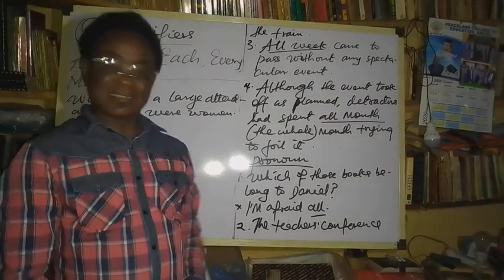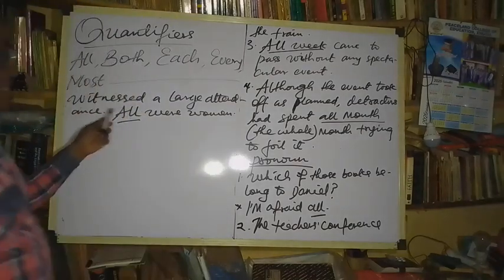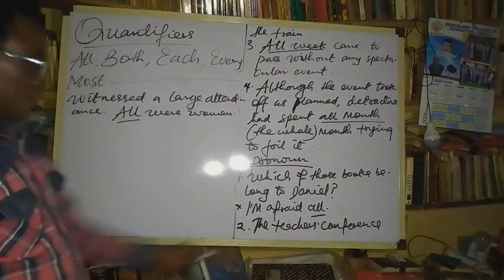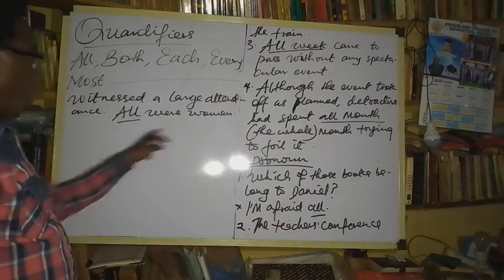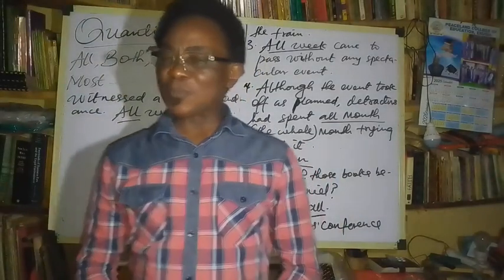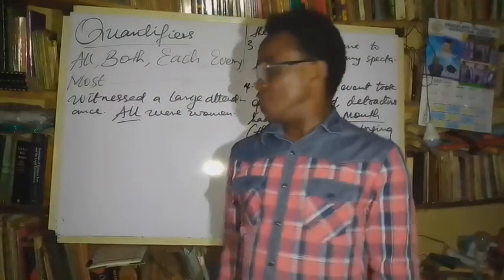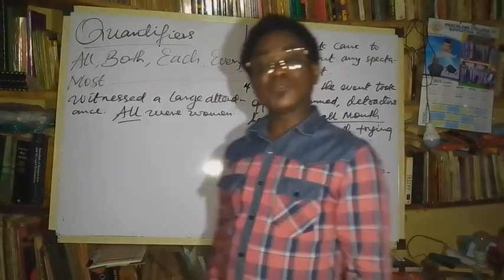Number 2 says, the teachers' conference witnessed a large attendance. All were women. That means all attendees, all participants in the conference were women. So all here is a pronoun standing for the noun women.